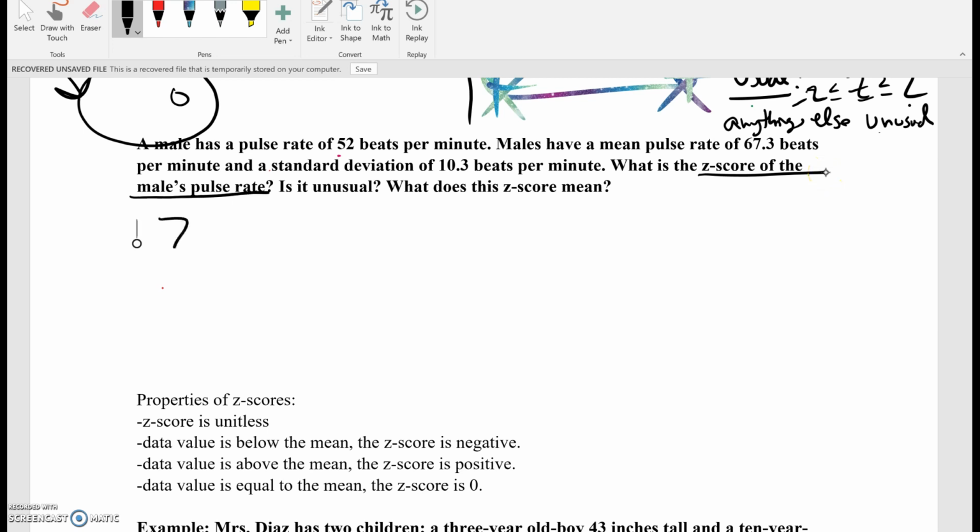Okay, so we know that z equals the data point minus the mean divided by the standard deviation, sigma. X in this case is going to be 52 because that's what that male's pulse rate is. So this could be me.